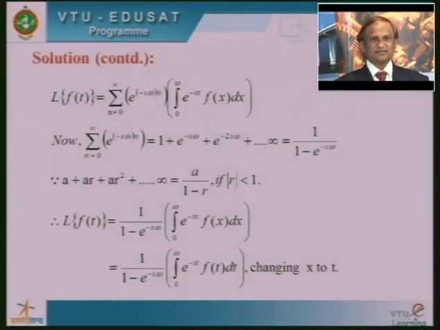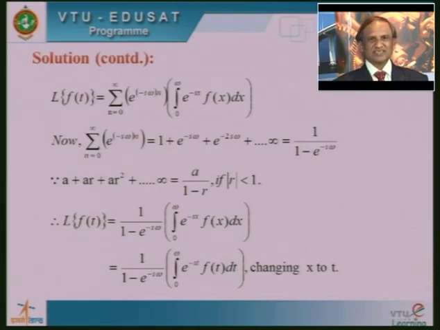Is it clear? Right? So now I am going to write L of f of t is equal to the summation of n equal to 0 to infinity of e to the power minus s omega into n outside. Within the bracket, I will write the remaining things. What are the remaining things? Integration of 0 to omega e to the power minus s into x into f of x dx. Is it clear? Right? So before integrating, now I want to calculate the value of the summation of n equal to 0 to infinity of e to the power minus s into omega into n.